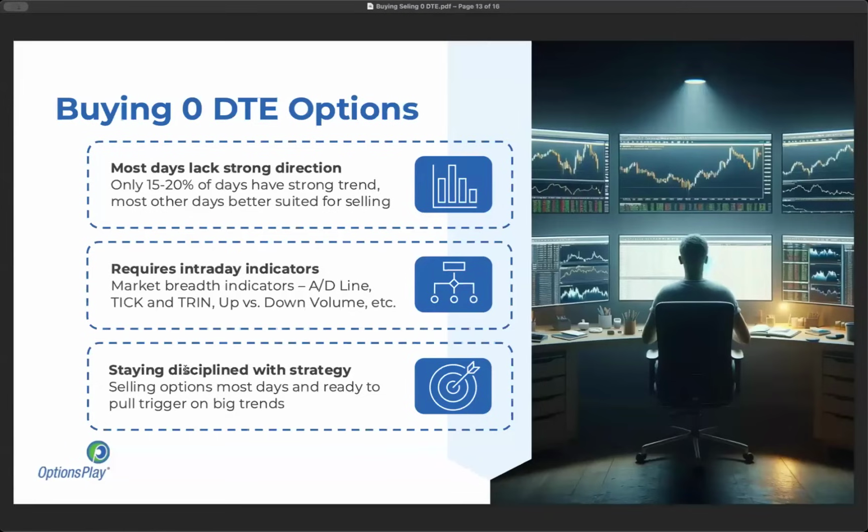But this is a strategy where you need to stay extremely disciplined, because, like I said, very few days are suitable for buying shorter dated options. There are a few days where you can really hit some big home runs, but it's really important that you're patient and you understand both, because you don't want to sit there 9 out of 10 days not trading at all, just staring at the screens.